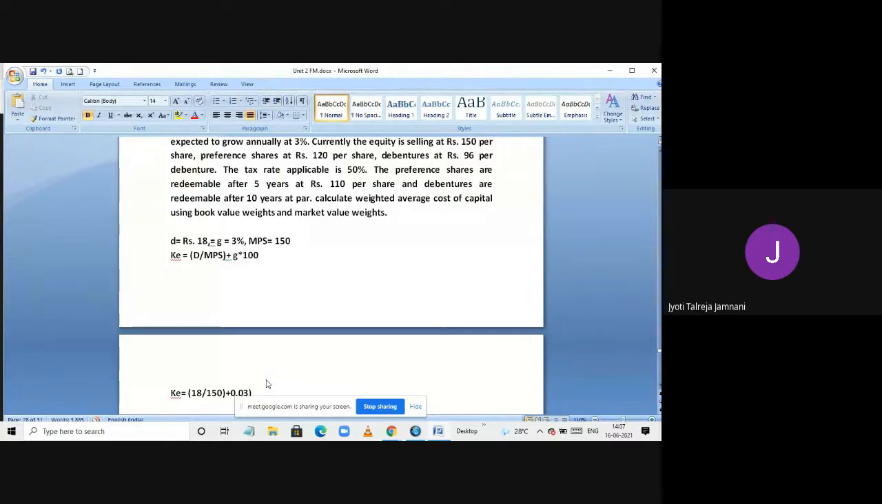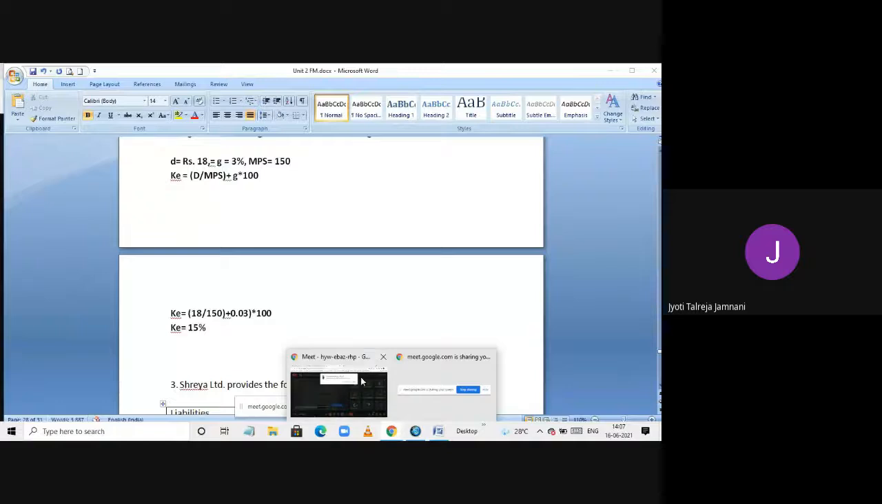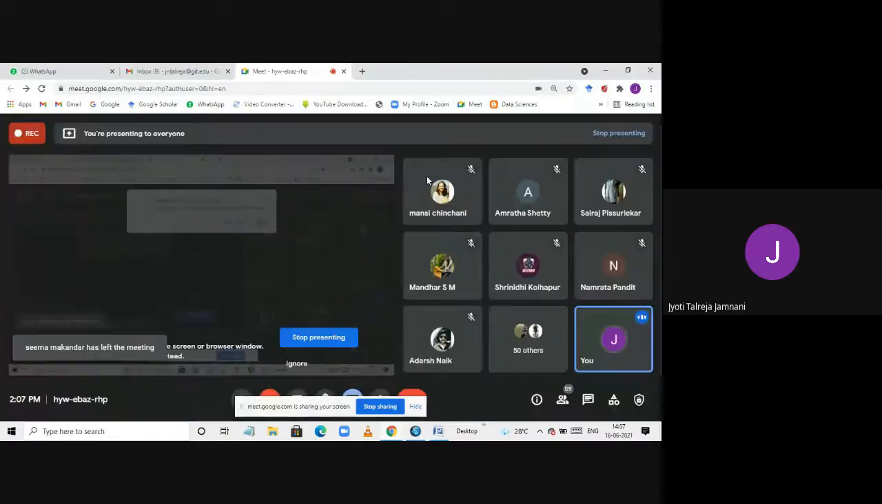Into 100. So this entire equation, once you solve, you have to multiply it with 100. So KE is equal to, just check, 18 divided by 150 plus 0.03 into 100. Do you get 15%? Yes, ma'am, we get 15. So that is the cost of equity. Now let's see what else is given.